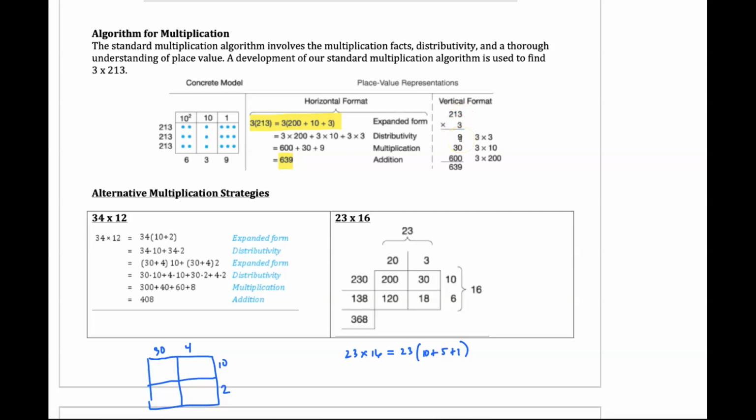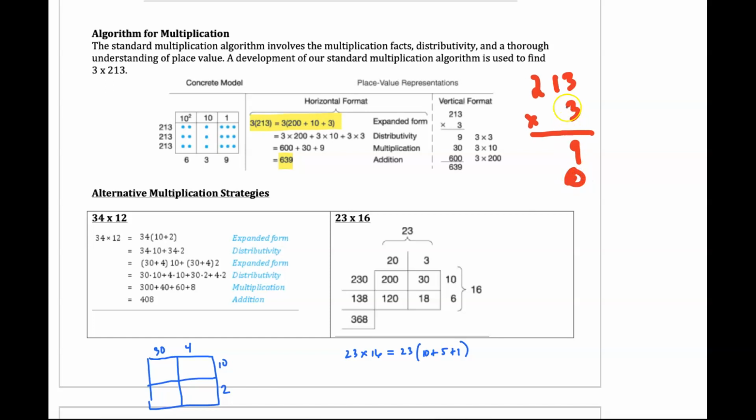3 times 3 is 9. 3 times 10 is 30. 3 times 200 is 600. And that's really what you're doing on the algorithm. You may be familiar with this process here when you do 213 times 3, right? 213 times 3. You go 3 times 3 is 9, add a 0.